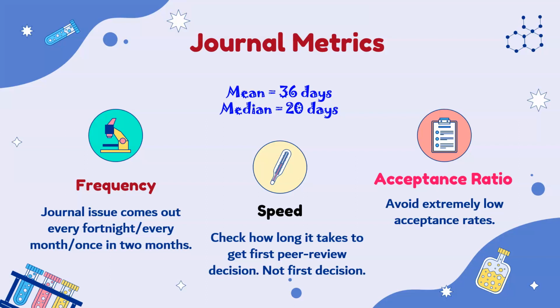Is it published 24 times a year, or 18 times a year, or 12 times a year, or 6 times a year, or only 4 times a year, or only 3 times a year? So once in each quarter, is it being published? So all these things you have to see.